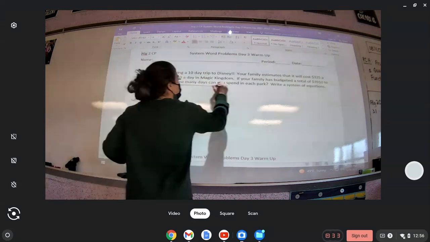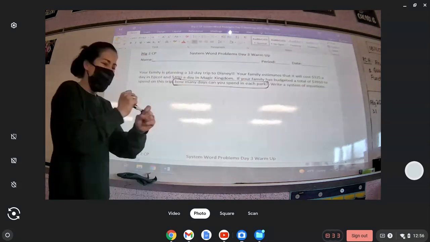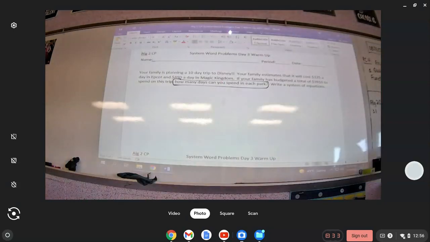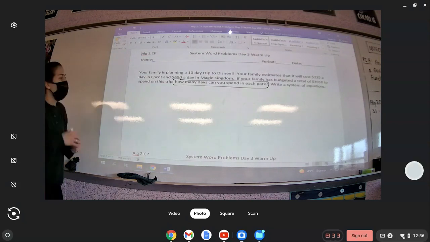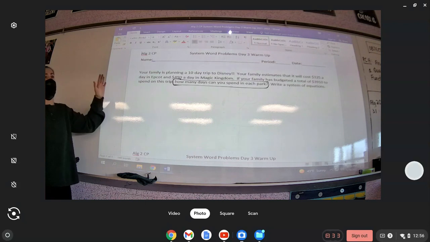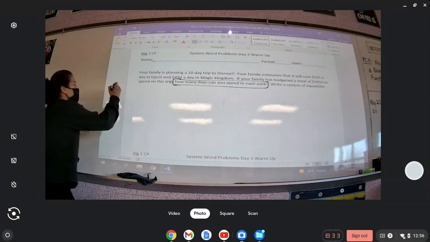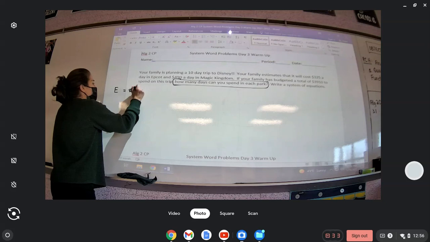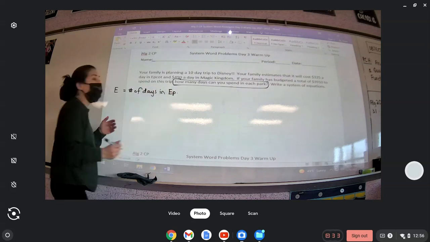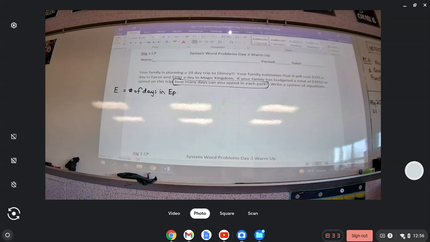That's exactly what you have to do. Find out how many days you can spend in each park. Well, guys, you're only going to how many parks? 2, Epcot and Magic Kingdom. It's always 2. You're only using 2 variables, so it's always 2 things you don't know. So what would be a good variable to use for the number of days you can spend in Epcot? E. So E equals the number of days in Epcot. And I think it's important that you write this down so you can remember who E is representing. That way you use it properly in the equations.